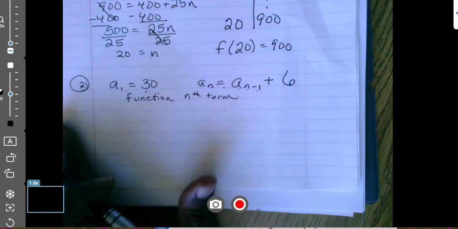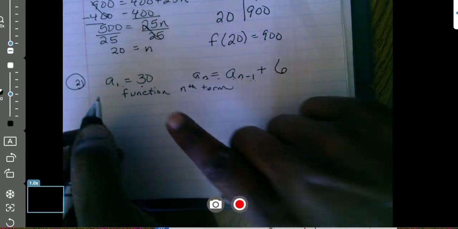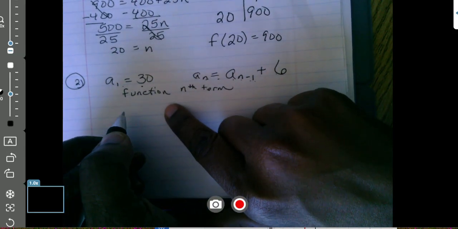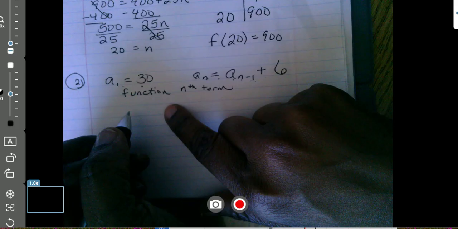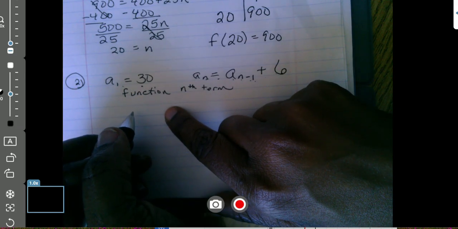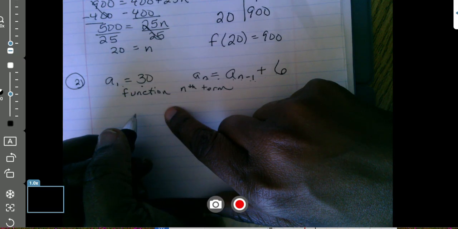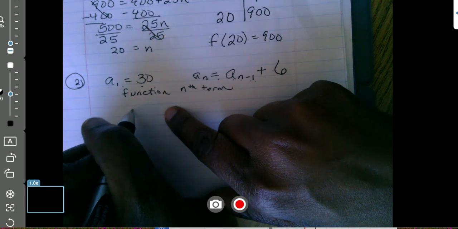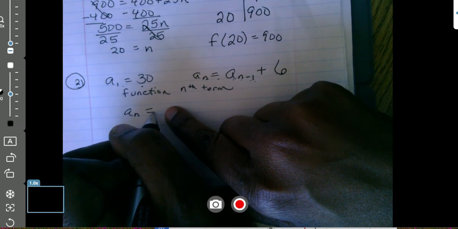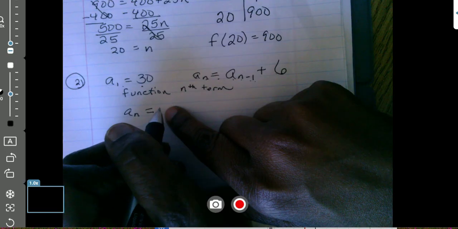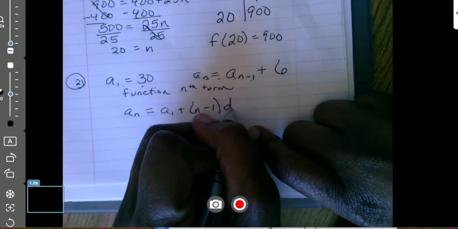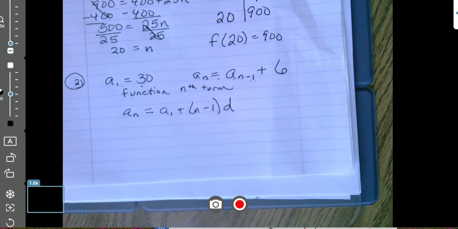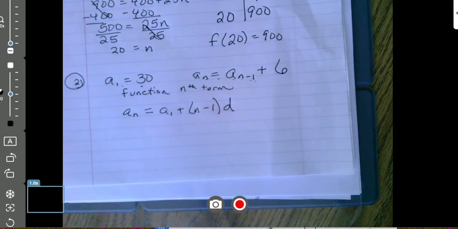Nth term, use explicit. So the explicit formula is on the formula sheet. Alright, let me see if I can find it on this wall over here. It's in orange, so it's so hard to see up there. Alright, so I think it says A sub n equals A sub 1 plus n minus 1 times d. That's what it says.